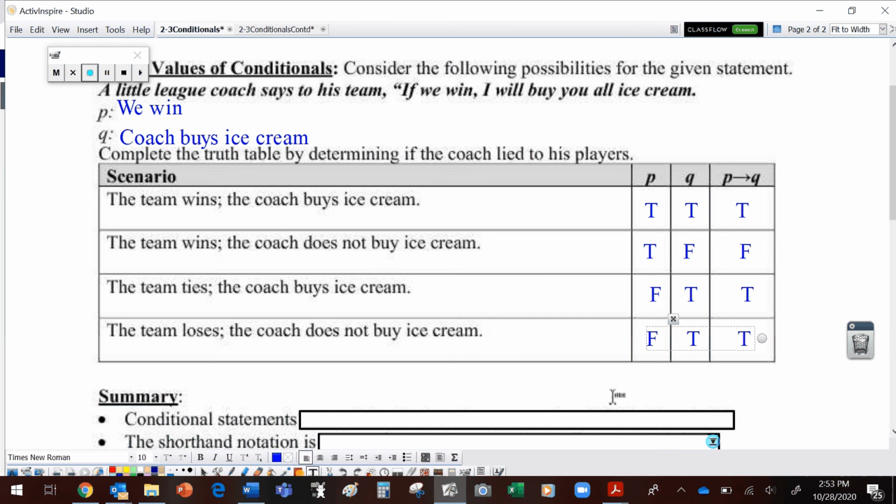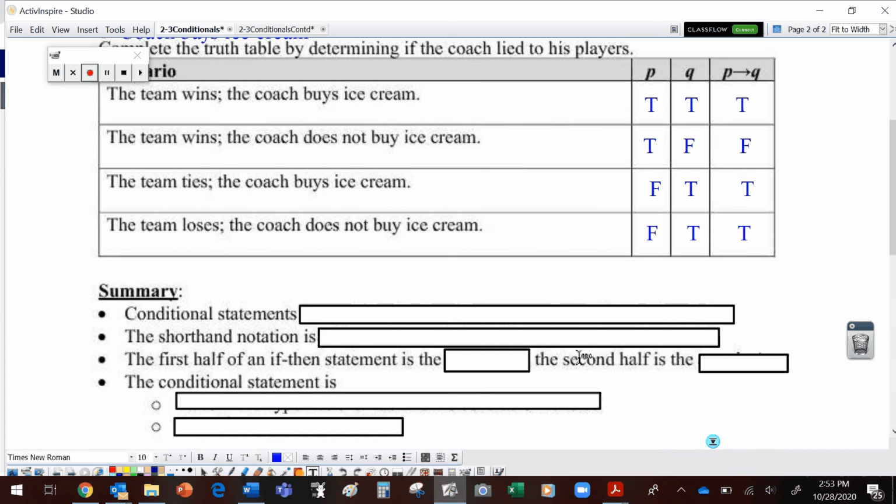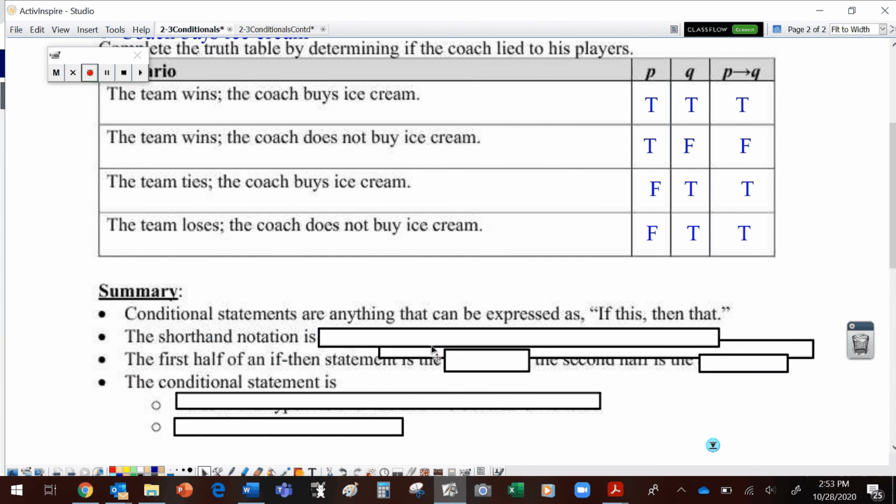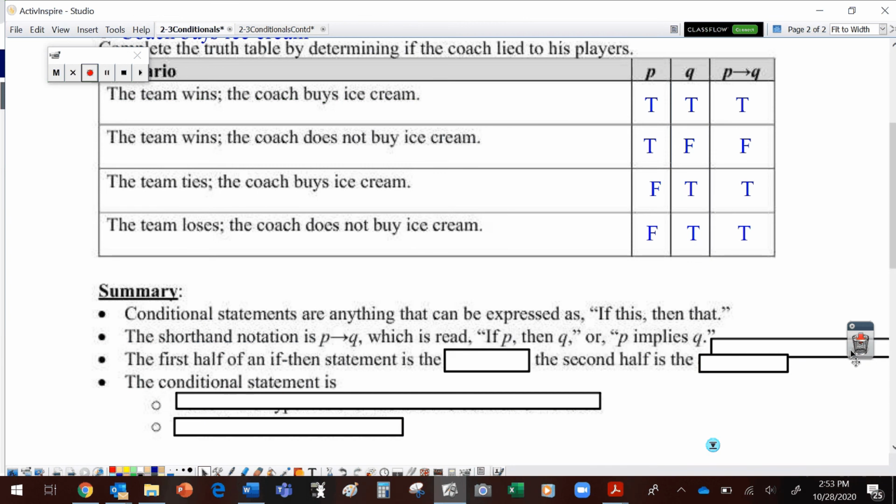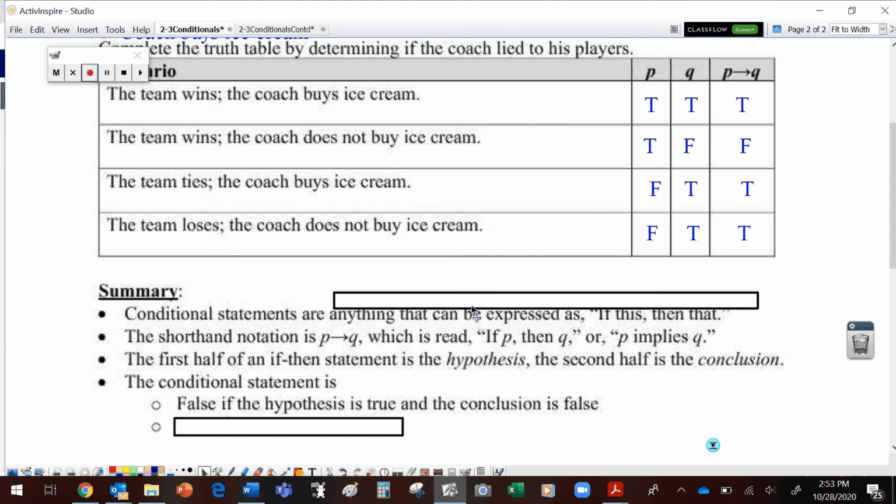So what we can see with these conditional statements, what's always going to happen with these, first off, conditional statements are anything of the form if this, then that, if P, then Q. The shorthand notation is P arrow Q, which we read if P, then Q, or P implies Q. The first half of the if-then statement is called the hypothesis, and the second half of the if-then statement is called the conclusion.